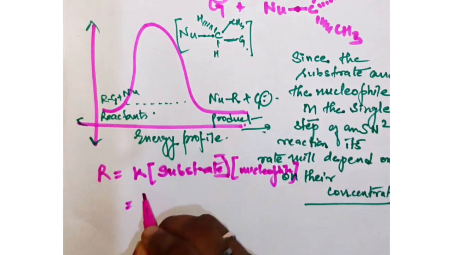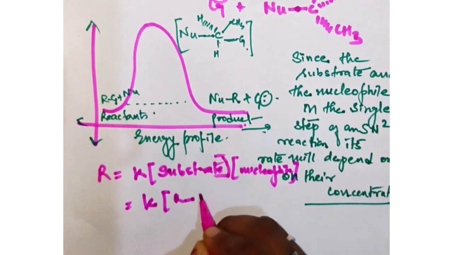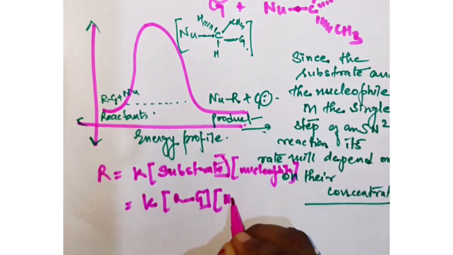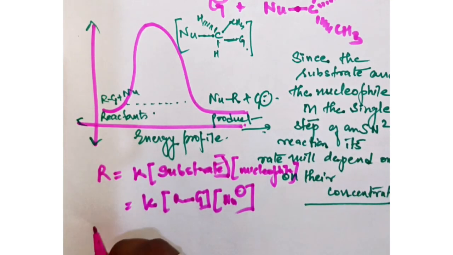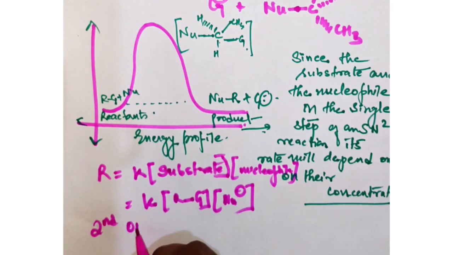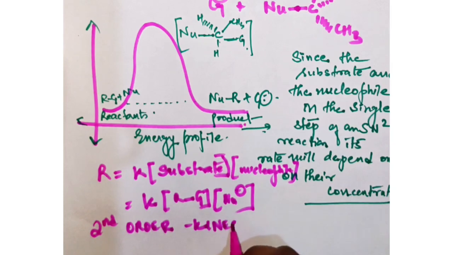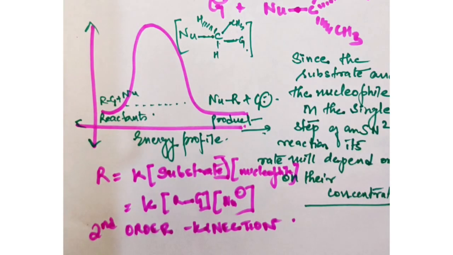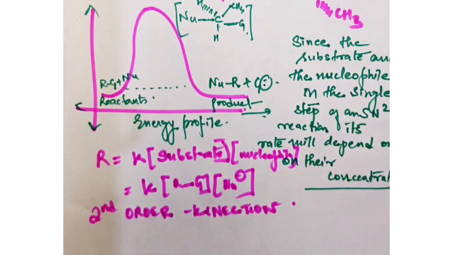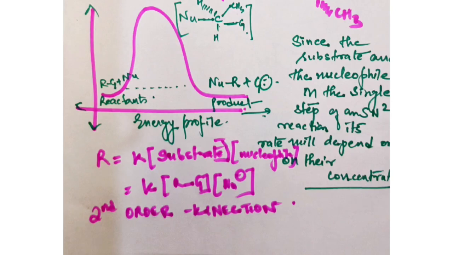So you can say it follows second order kinetics, because here the rate depends on both the substrate and the nucleophile. And if the reaction is carried out at a chiral carbon, then what happens? The product which is obtained always shows inversion of the configuration.